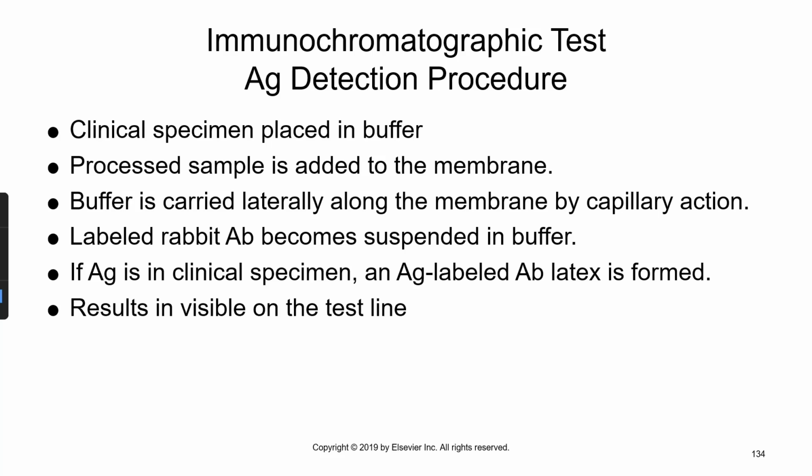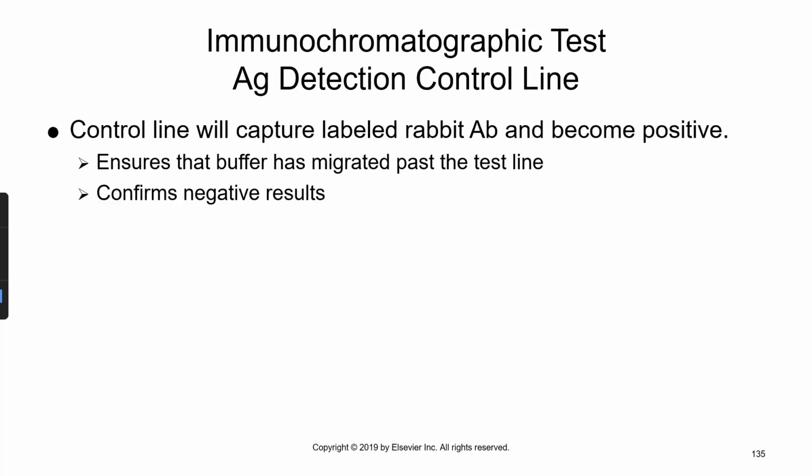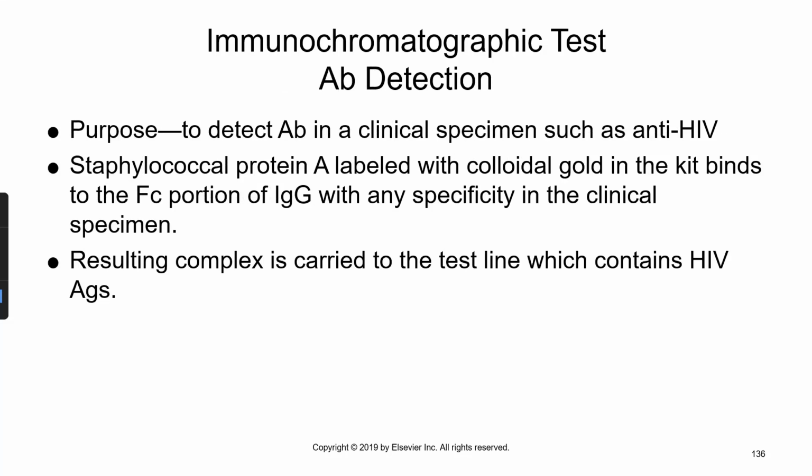Immunochromatographic test. The clinical specimen is placed in buffer. The processed sample is added to the membrane. The buffer is carried laterally along the membrane by capillary action. Labeled rabbit antibody becomes suspended in the buffer. If the antigen is in the clinical specimen, an antigen-labeled antibody latex complex is formed, and it results in visibility on the test line. The control will capture the labeled rabbit antibody and become positive, and that just ensures that the buffer has migrated past the line and confirms the negative result.